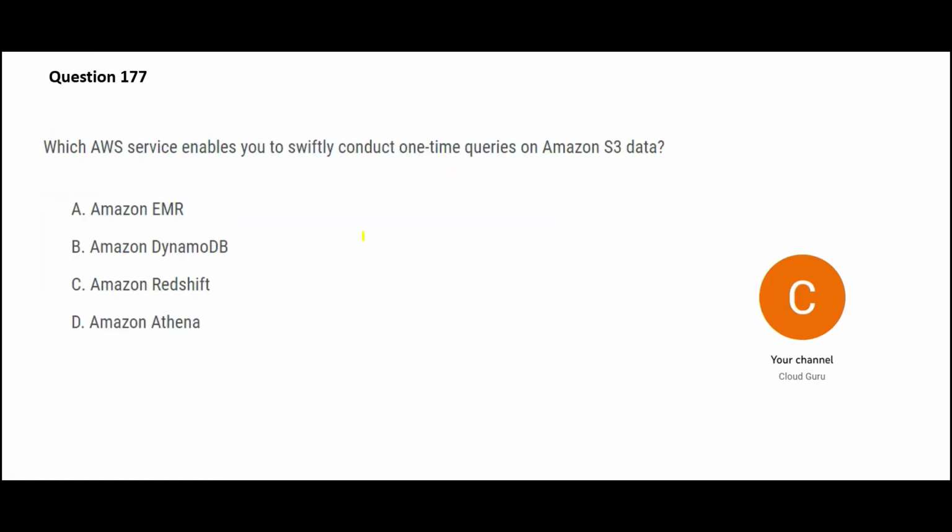Now let us jump to this question. Which AWS service enables you to swiftly conduct one-time queries on S3 data? See, always remember, whenever we have such questions, thumb rule is Athena, because using Athena, you can connect. So a lot of time, even when we are using QuickSight as a reporting tool, we use Athena in between to connect to S3 data.